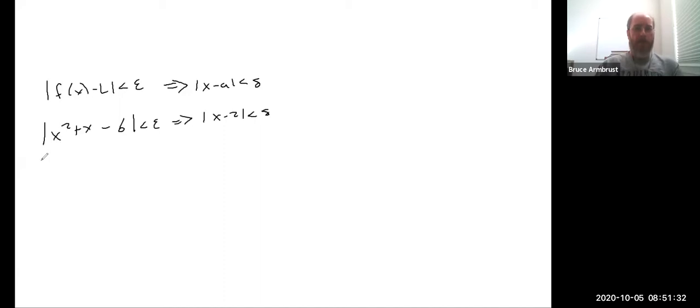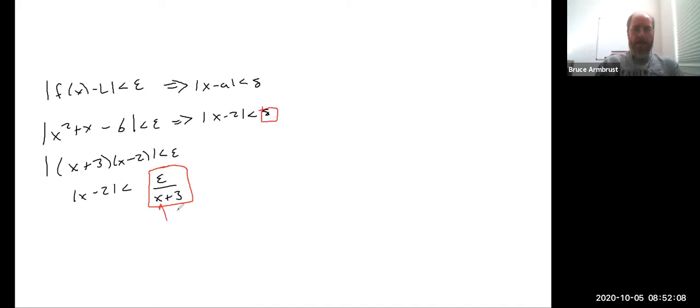All right, so the trick with this one is we want to factor it. Because this thing will factor to x plus 3 times x minus 2. Which then means if I divide that out, gives me epsilon over x plus 3. But now here's the problem. The delta should be what's on the other side here. But unfortunately, that thing has an x in it. And that's no good. So does anybody remember the trick we played, how we got rid of that x?